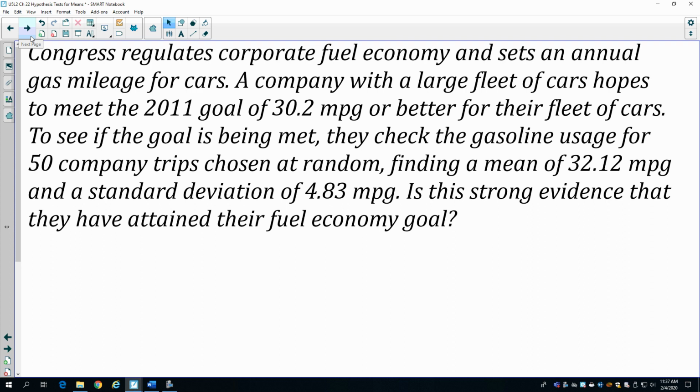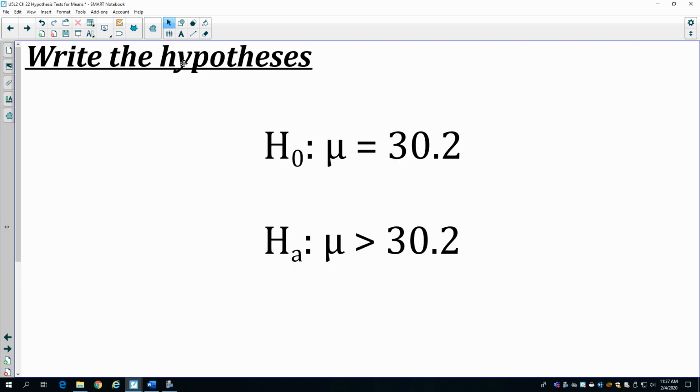So we need to write hypotheses just like we did for proportions. This time we're trying to find out about a population mean, and so we're going to use the Greek symbol mu to represent the mean. We're going to have an equals here, so mu equal to that goal of 30.2. And we want to know if they're doing better, so we'll have a greater than. We can't prove that it's exactly 30.2, but we can show that they're doing better, and that means that they'll meet the requirements.